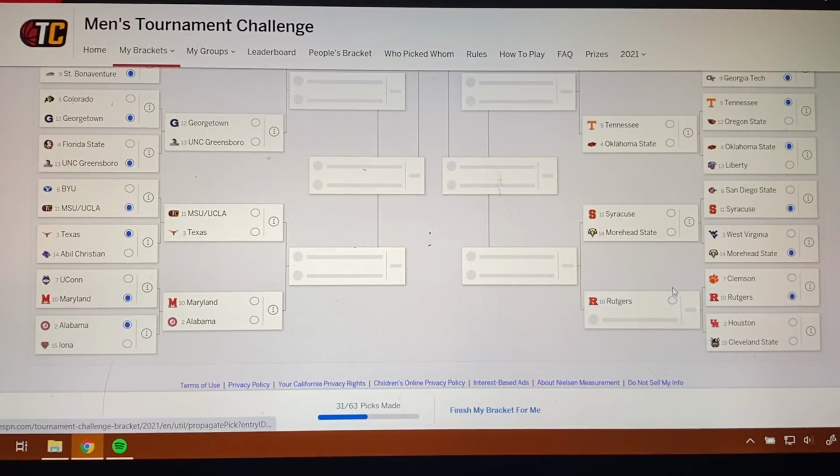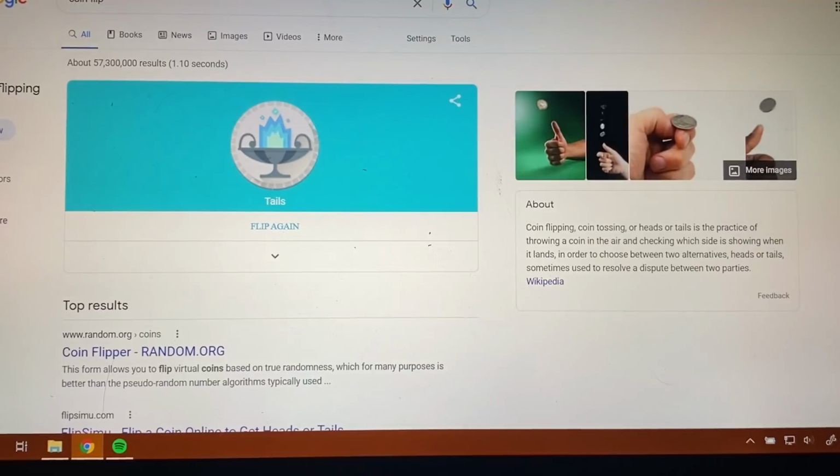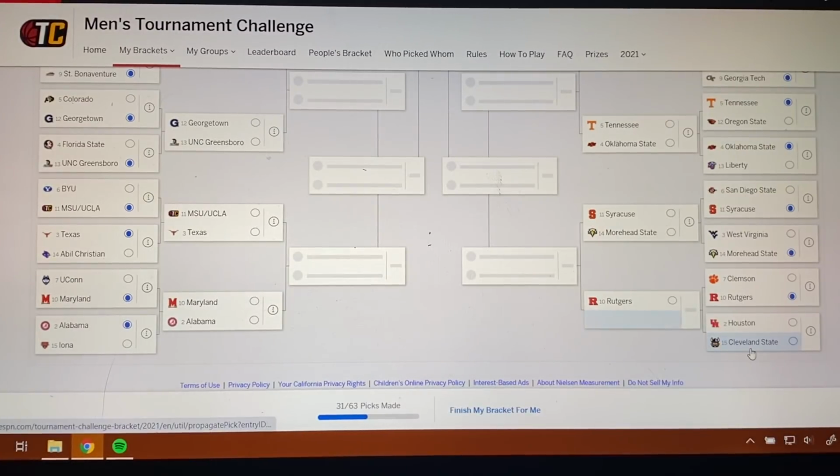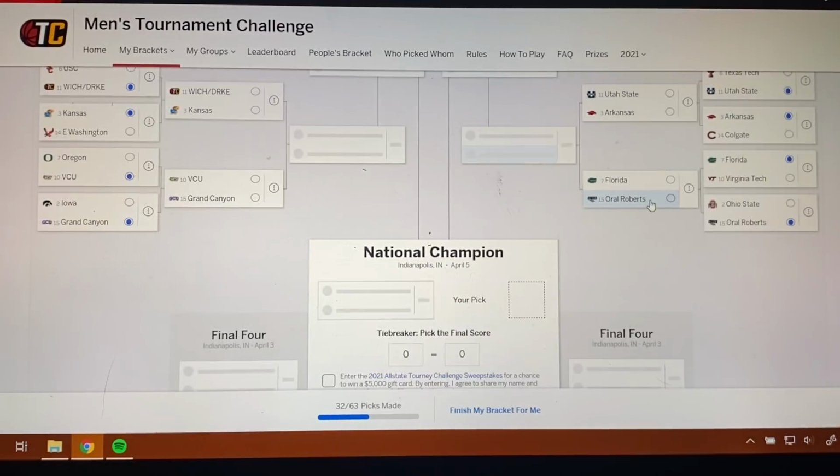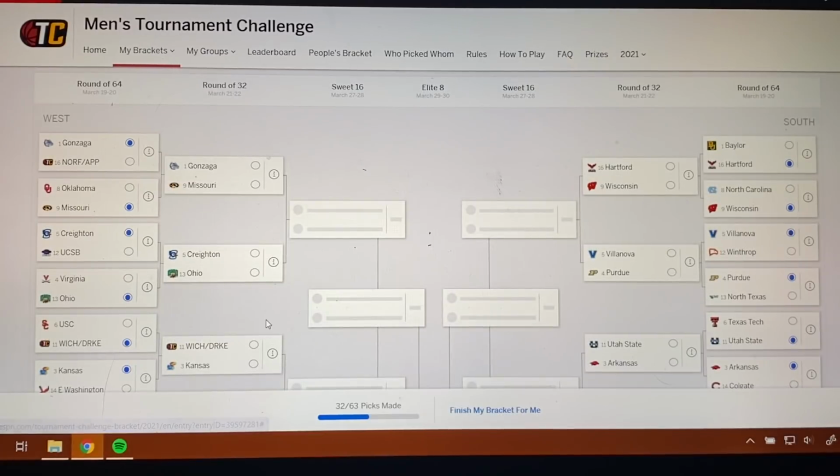Now we're getting some upsets here in this region. Houston and Cleveland State. Will we have another 15 seed moving on? We do. We have 3 15 seeds advancing to the round of 32. We have Cleveland State, we have Oral Roberts, and we have Grand Canyon. So now it is time to see who moves on to the Sweet 16 here.